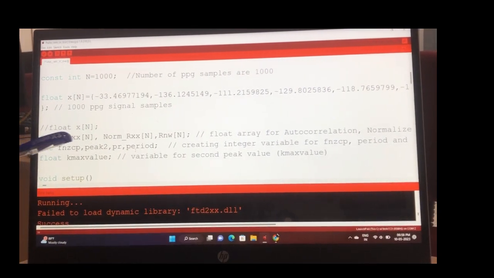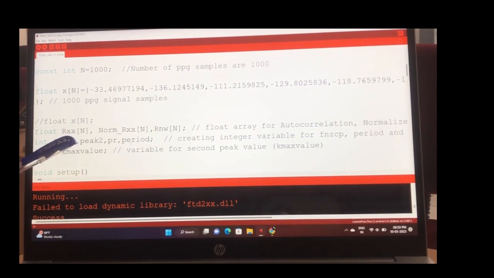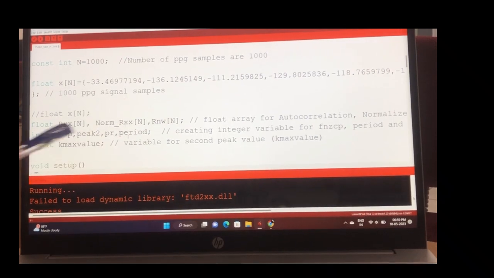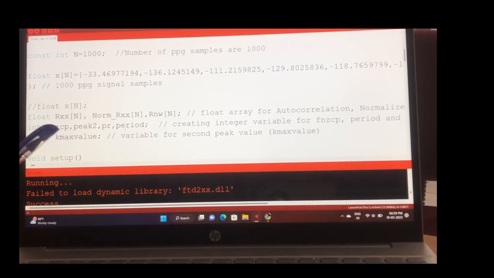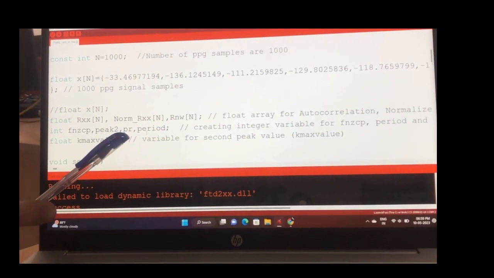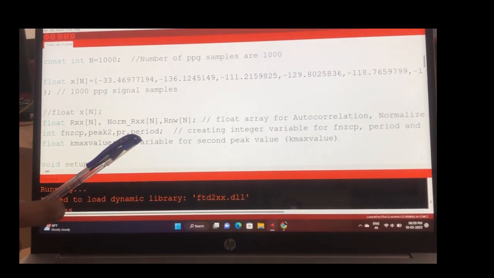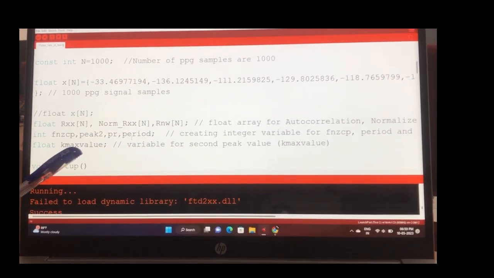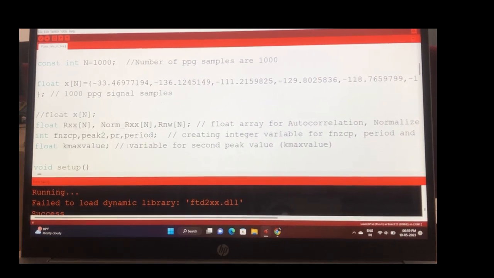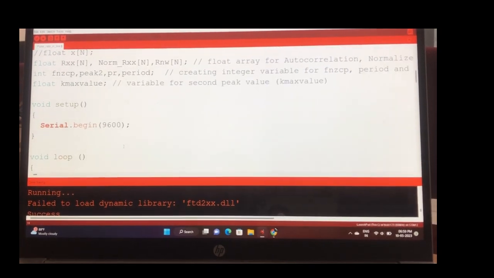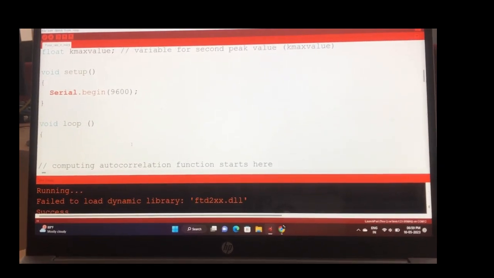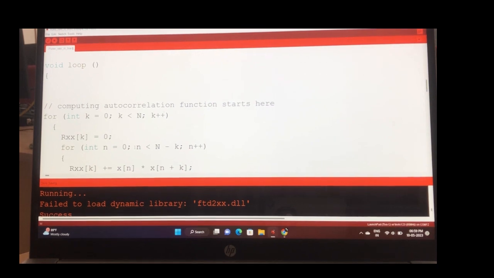Float Rxx of n is the autocorrelation function, then the normalized autocorrelation function values, and the new window autocorrelation function values. These three are the variables, and there are some integers like the first negative zero crossing point, the pulse rate and the period. The second peak is identified with the help of the float variable K max value, as per the discussion. Here you can see the serial window is initialized with a 9600 baud rate, and first we are computing the autocorrelation function.